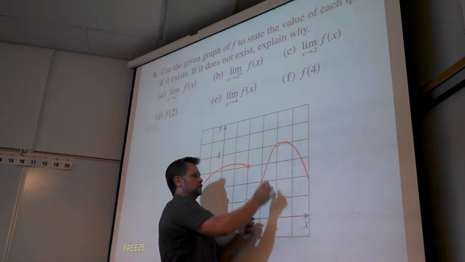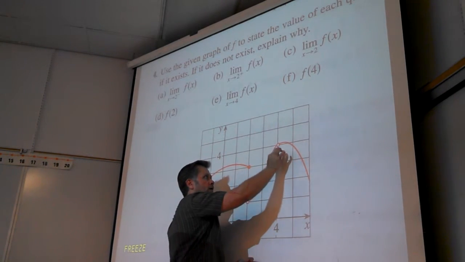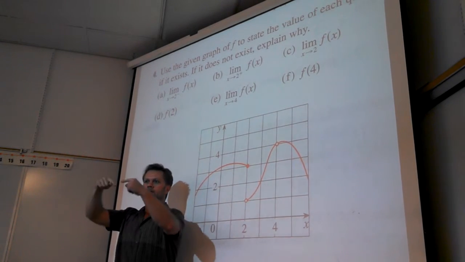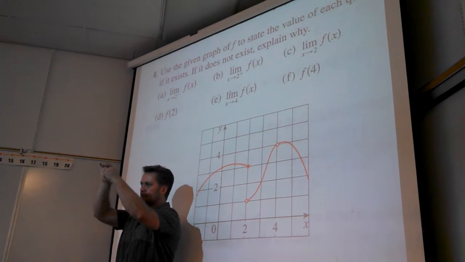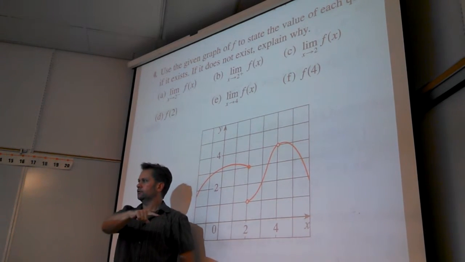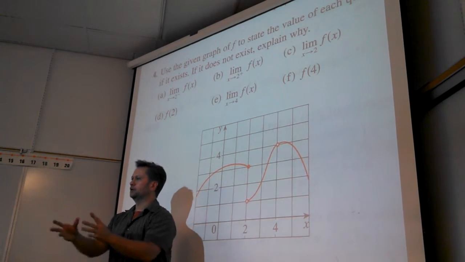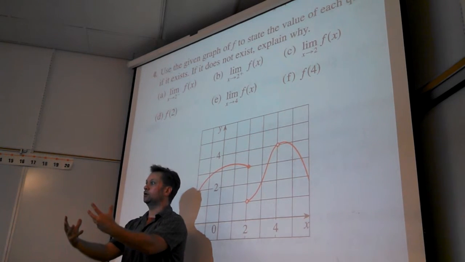How would I make this continuous? Put a closed circle where? There. So the function value has to be the same as the limit. If the limit is the same as what it actually does, it's continuous. And to tell you honestly, we just did section 2.5. That's the big piece of section 2.5: the definition of continuity.